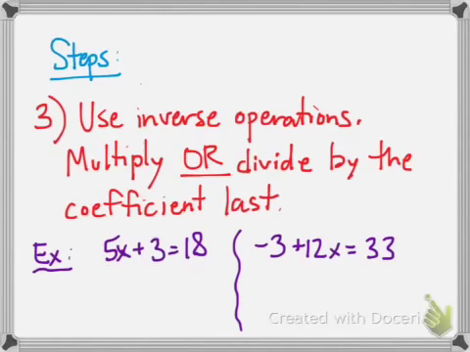Our final step, step 3, is to use inverse operations, multiply or divide by the coefficient last. Again, remember, inverse means opposite, and the coefficient is the number that is attached to the variable. So in 5x plus 3 equals 18, my coefficient is 5 because it is attached to x, the variable. Take a look at the other example, negative 3 plus 12x equals 33. The coefficient would be 12 because it is the number attached to the variable.